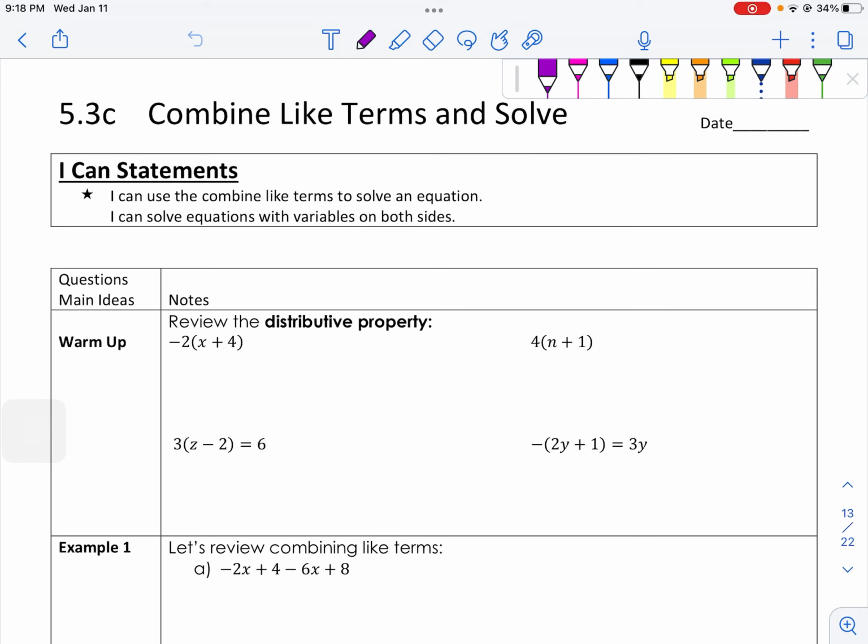Hopefully you had some time to start the 4 warm-up problems. I'll go through those quickly with you. First, you're going to review the distributive property.